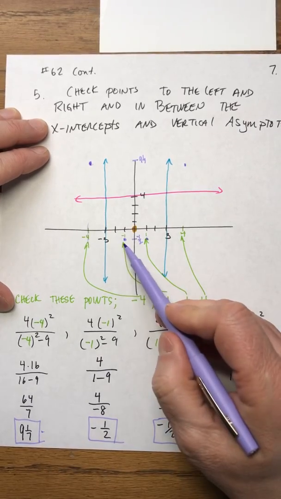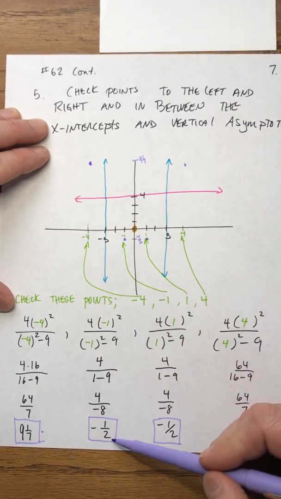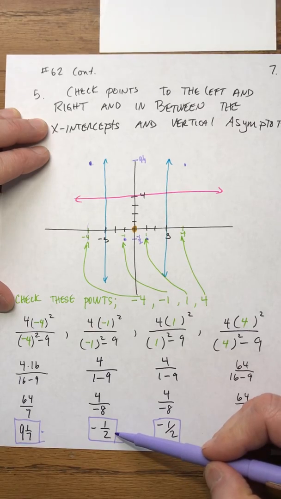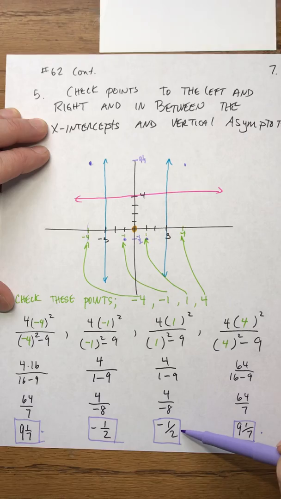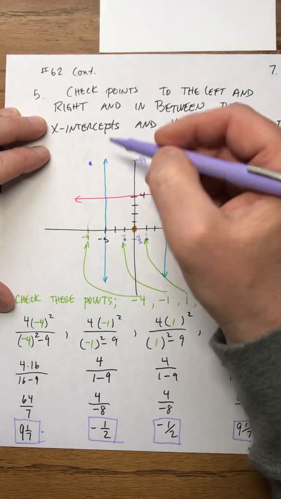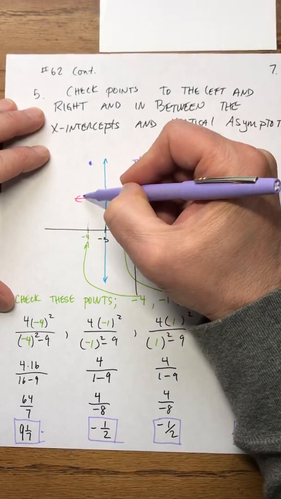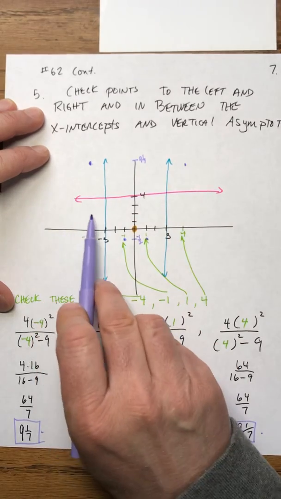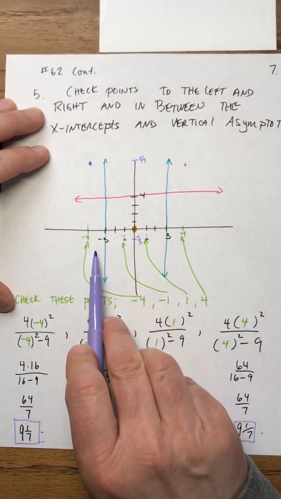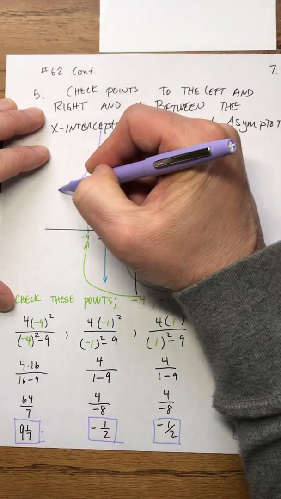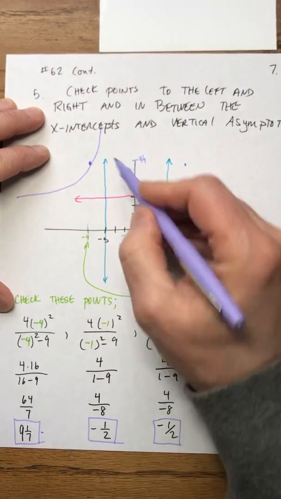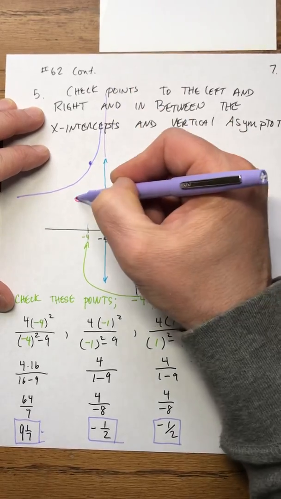And when I checked here at -1, and you can pause this video and look through it, I'm going to get -1/2. And when I checked +1, I also got -1/2. This means that our graph hugs these two, but occurs up here and not down here. It could have hugged these two down here. But my graph is going to go through that point, and it's going to hug this asymptote, and it's going to hug this asymptote here.